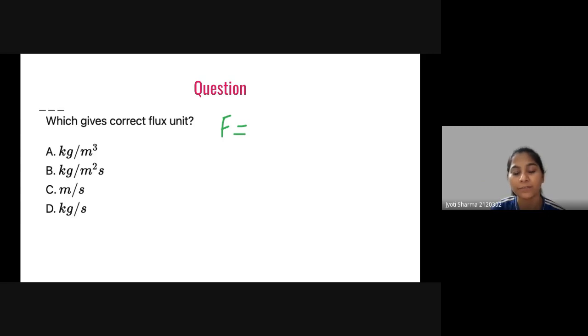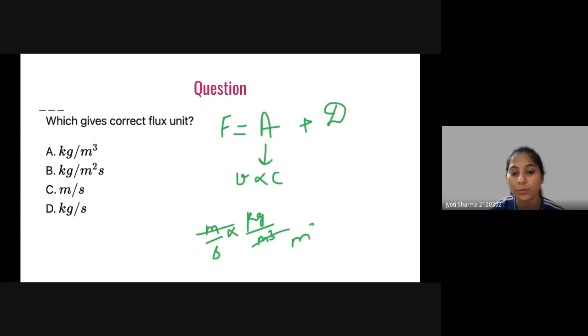We talked about flux, right? Here we have the advection term and the diffusion term. As I told you, the advection term is velocity multiplied by concentration. Velocity is meter per second, and this is your concentration term. Concentration is kg per volume, so this will cancel out, and this will give me meter square. So this is kg per meter square second.